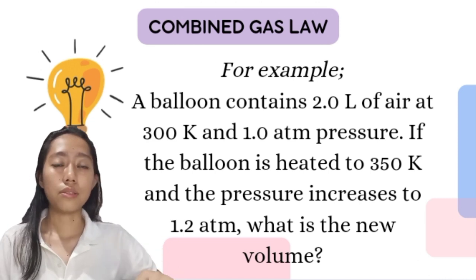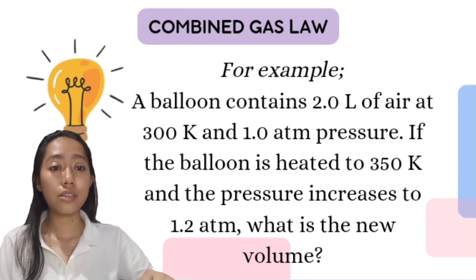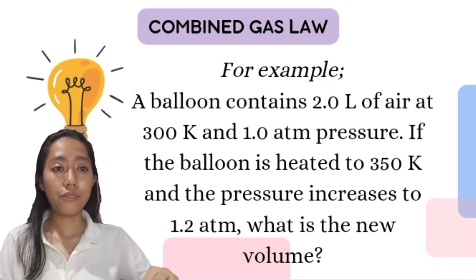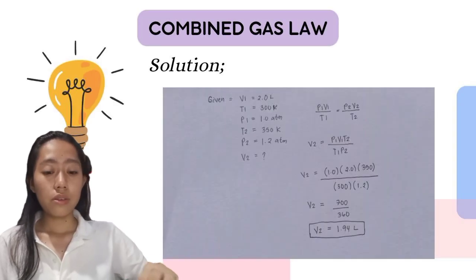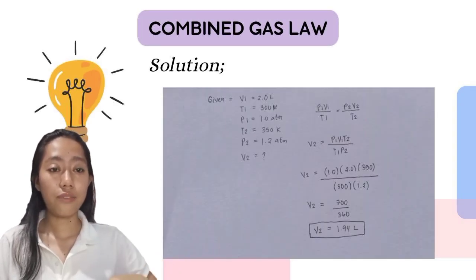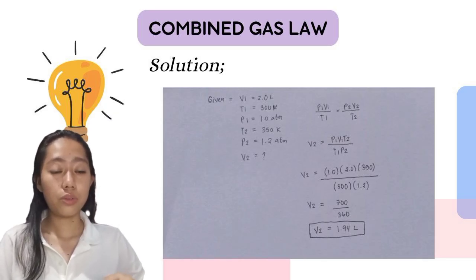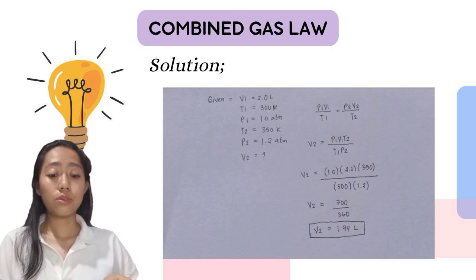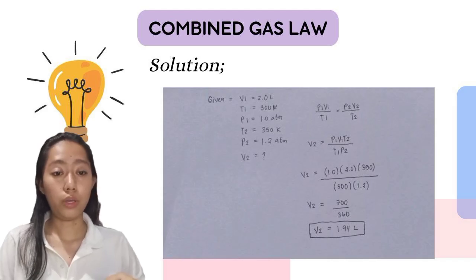Okay, problem number 1. A balloon contains 2.0 liters of air at 300 K, which is 300 Kelvin, and 1.0 atm pressure. If the balloon is heated to 350 Kelvin and the pressure increases to 1.2 atm, what is the new volume? Our first step is to write down the given values: V1 is equal to 2.0 liters, T1 is equal to 300 Kelvin, P1 is equal to 1.0 atm, T2 is 350 Kelvin, P2 is equal to 1.2 atm, and our missing value is V2, which is the volume.